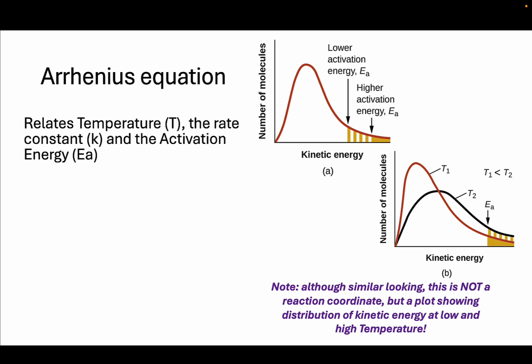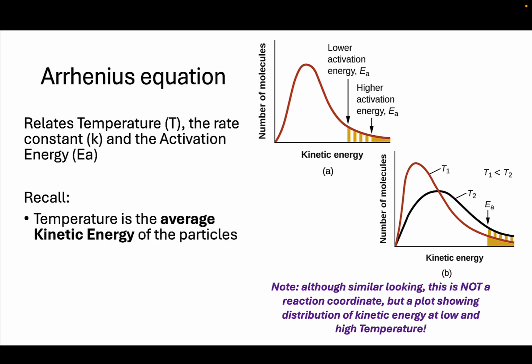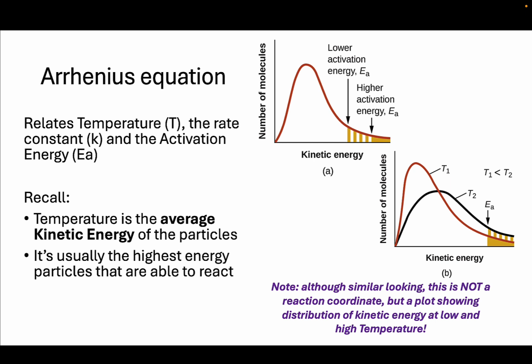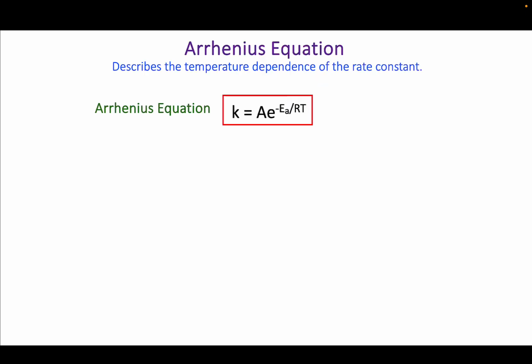Now, this is similar looking to a reaction coordinate, but this is not, right? This is a graph that's very important to know, the distribution of kinetic energy within a given temperature of a sample. Now, Arrhenius is going to relate these things that we've looked at already, the temperature, the rate constant, and the activation energy, as they're all related through kinetics, right? Basically, the highest energy particles are able to react, so if we increase the temperature, that can increase the rate, with more high energy particles. Simultaneously, if we decrease the activation energy, there will also be more high energy particles. And this equation will sort of drive home how they're all related.